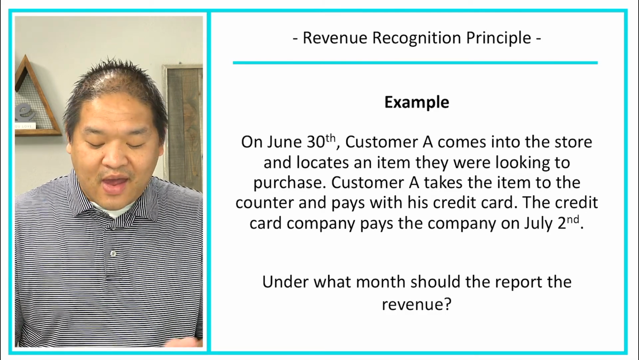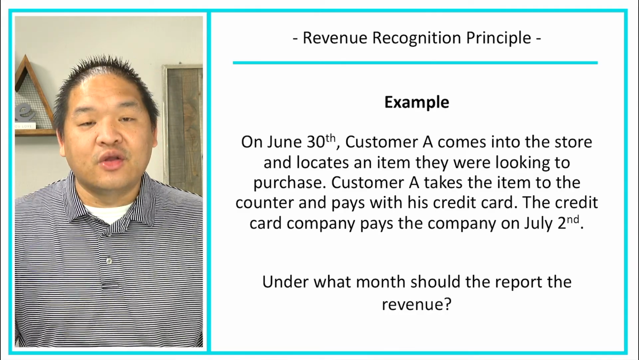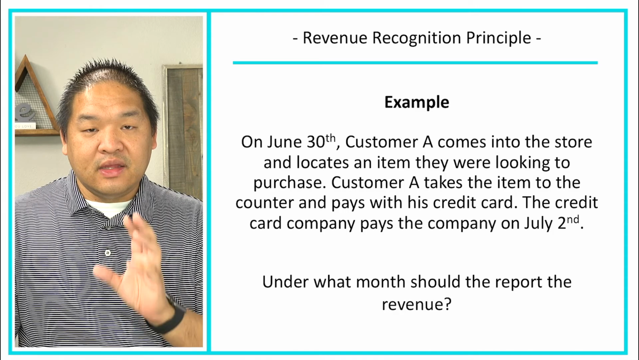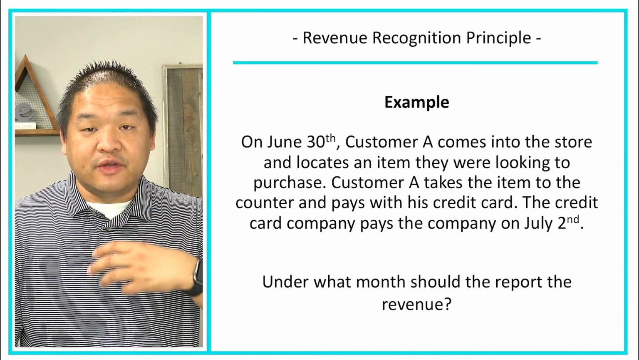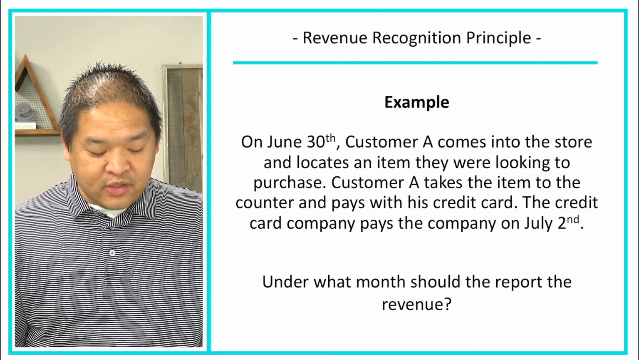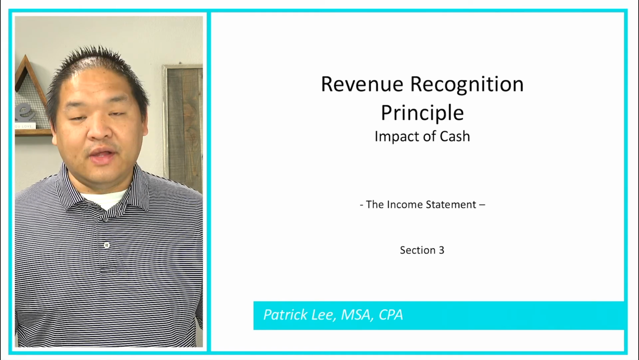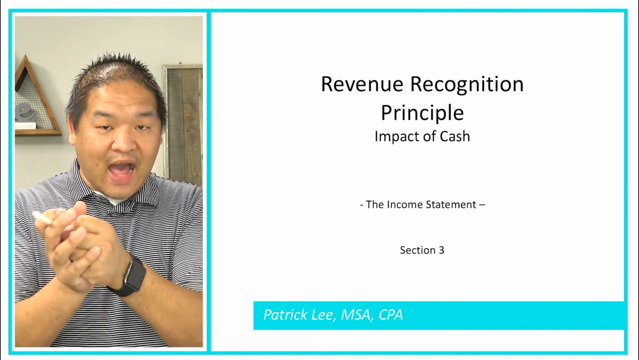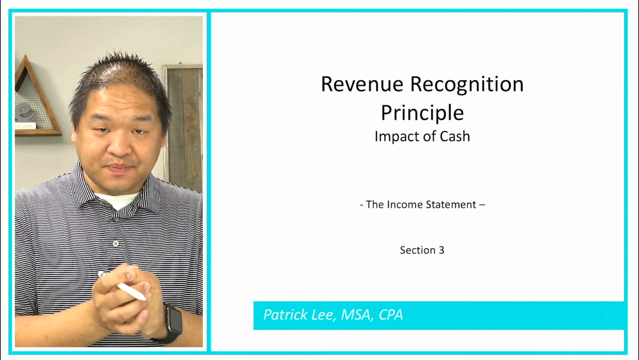Okay, so it doesn't matter if they paid by credit card. We'll get the cash a couple days later. We report it in the period in which the exchange occurs. So in this case, the exchange, or the service, the product being provided, is provided in June. So we're going to book that revenue in June. Okay, so that's a look at how cash impacts the revenue recognition process.